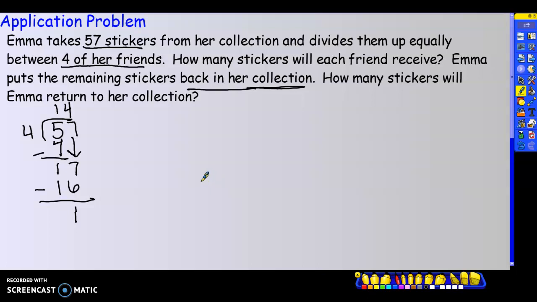Okay, so there's a 2-digit dividend divided by a 1-digit divisor. Okay, we're going to expand on that today. Alright, so if I check my work here, I'm going to check with multiplication. 14 times 4. 4 times 4 is 16. 4 times 1 is 4, plus 1 more is 56. But I need to remember to add the remainder, so I have 57. And that does check.